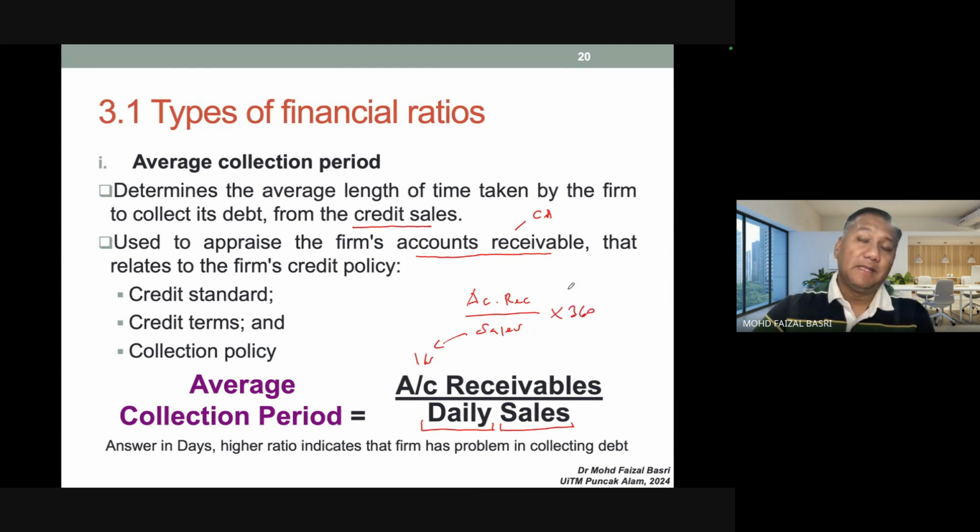Kalau percentage you darab 100 kan untuk dapat percentage, tapi untuk dapat hari you darab dengan 360. Okay, so in finance kita guna 360 lah in a year. Okay, 360 hari setahun dengan assuming that sebulan kita ada 30 hari. Assumption dia, so on average 30 days per month. So we use 360. Okay, so whatever answer kita akan dapat in days, dalam hari.